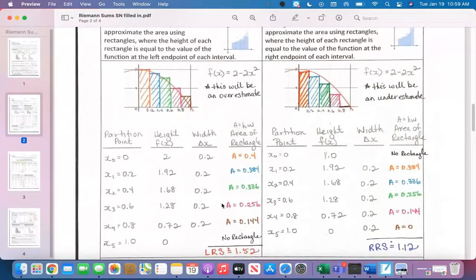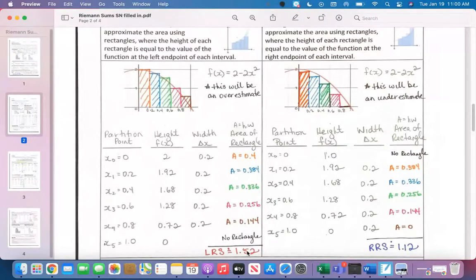And one of the things you'll notice here is that I have 1, 2, 3, 4, 5. And for this last endpoint at x equals 1, so this one right here, there is no rectangle that I create because then that would go beyond my interval between 0 and 1. So at my partition point x5 equals 1, my height is 0, but I have no width, so I don't even write a width there because no rectangle is created at that partition point. So I've got my 5 rectangles listed here.